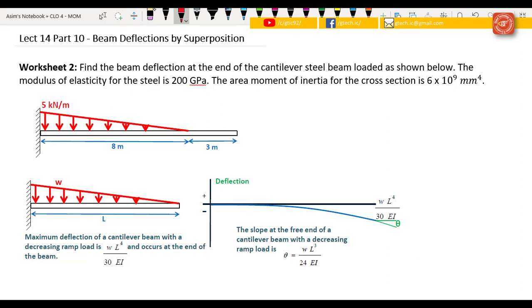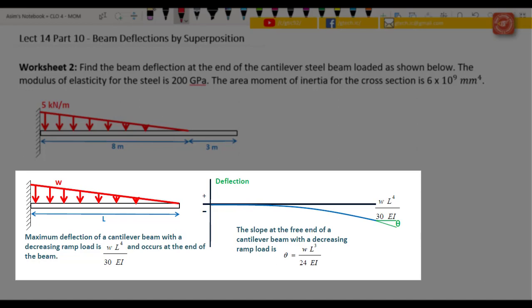ओके, अब हम वर्कशीट नंबर 2 को सॉल्व करेंगे, और वर्कशीट नंबर 2 के अंदर जो केस प्रॉब्लम हमें गिवन है उसके अंदर हमें बीम डिफ्लेक्शन को फाइंड करना है एट द एंड ऑफ द कैंटिलीवर बीम, and the loading is shown below. The modulus of elasticity is 200 gigapascal, and the area moment of inertia is 6 times 10 raised to power 9 millimeter 4. So we know from our previous video lectures that the maximum deflection and the slope occur at the end of the cantilever beam, and here is the situation.